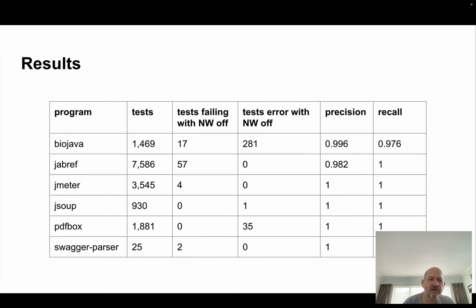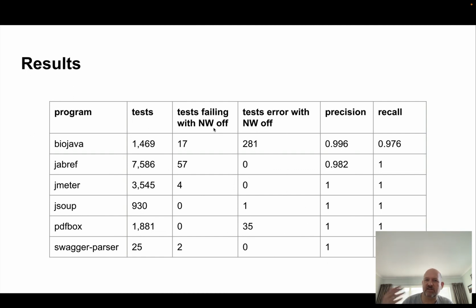Main results are here. So we have those 6 programs. We did a search on GitHub for indication in issue tracking systems, whether there is flakiness or test failures due to network errors. So we found those. They are all fairly well-known mainstream programs. They have a reasonably high number of tests, maybe with the exception of the last one. At least 3 of them have a reasonable number of errors or failures when the network is being switched off. So BioJava, JabRef, and PDFBox.